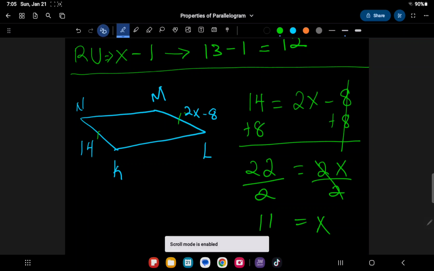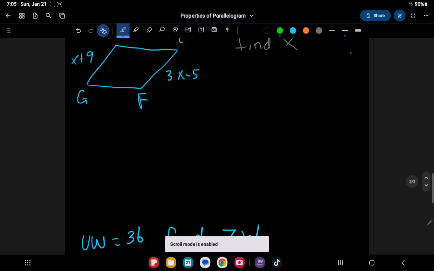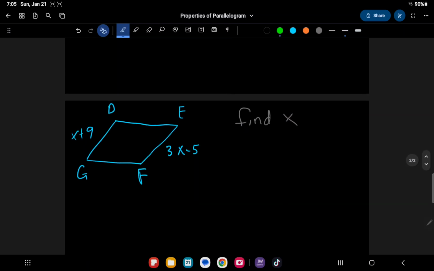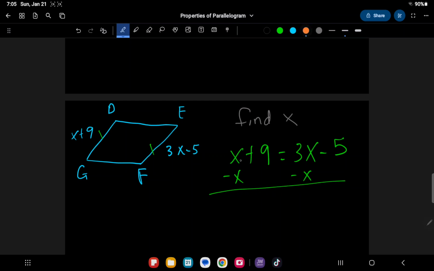Pretty simple, right? Here's another question. The problem is for us to find x. Again, we can make these two equal to each other. So I have x plus 9 equals 3x minus 5. I'm going to subtract x on both sides. So these will cancel. I'm left with 9 equals 2x minus 5.